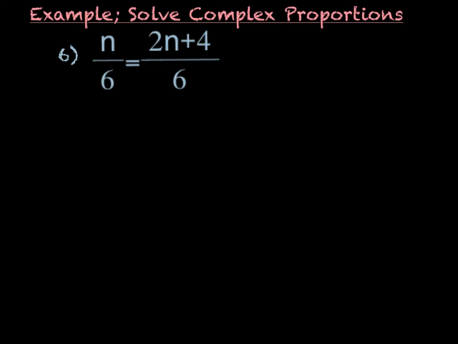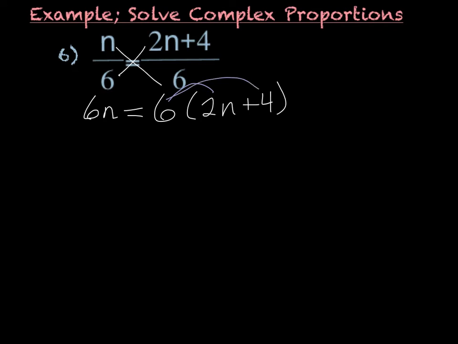Okay, so on this one we are going to start the same way by cross multiplying. So we have 6 times n equals 6 times 2n plus 4. So I'm going to start with distribution on the right side. So I get 6n equals 6 times 2n, which is 12n, plus 6 times 4, which is 24. And then I just have to start solving by getting things on the same side of the equal sign.